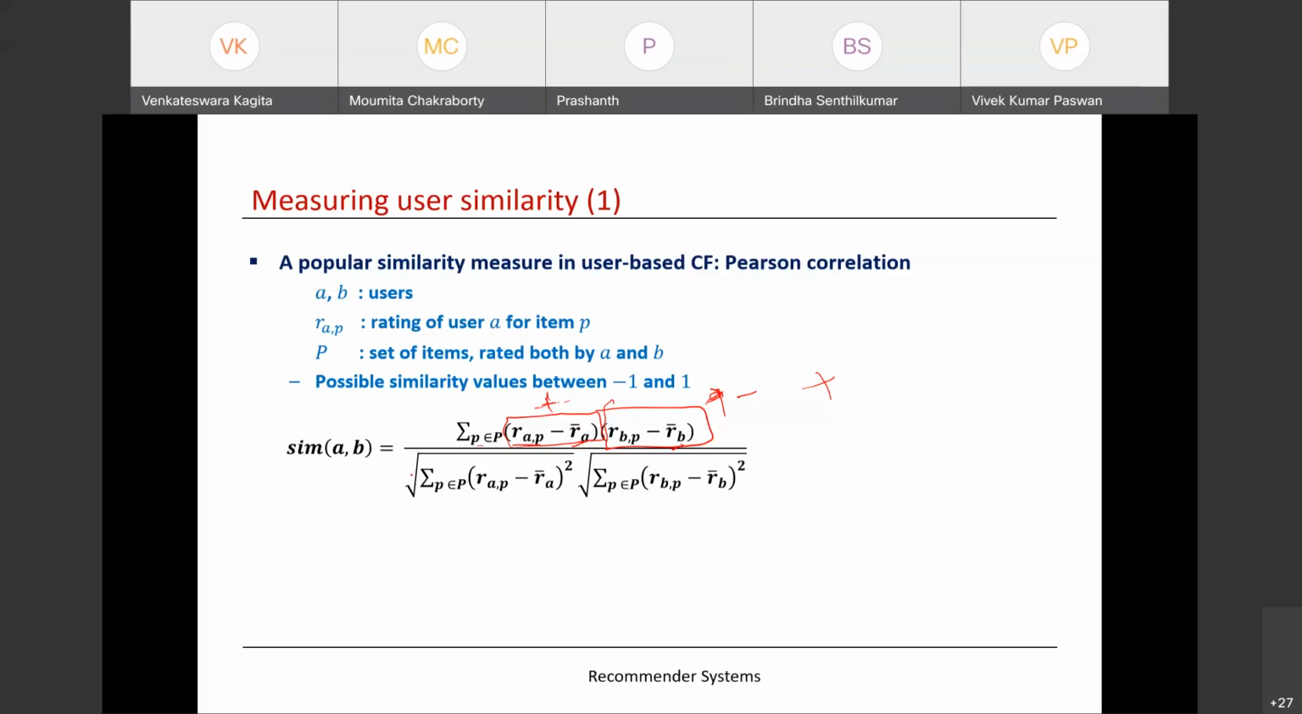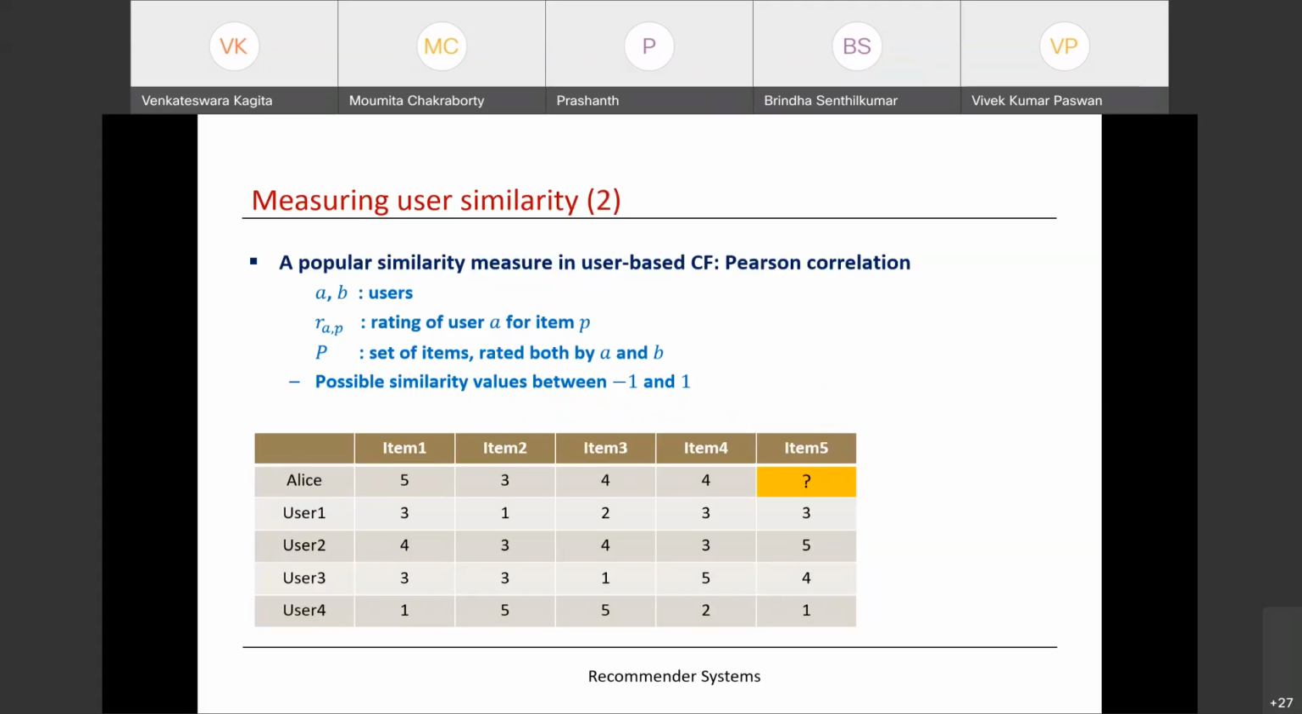And this is the standard deviation within the user A profile, and this is the standard deviation within the user B profile. So what is the Pearson correlation measuring? Whether users A and B have the same rating pattern or not. If they have the same rating pattern, then this similarity will be positive. If they do not have the same rating pattern, it may be negative or zero. Right? So let us see that.